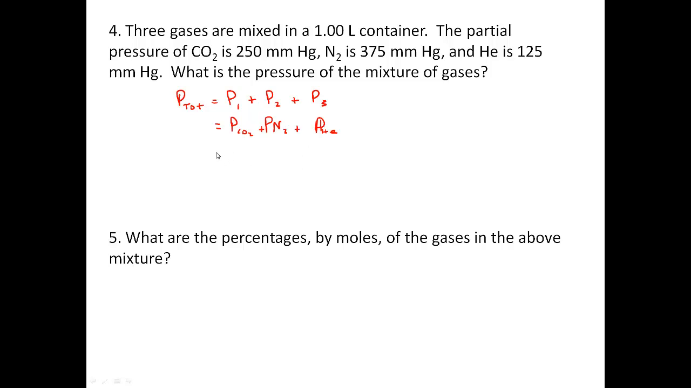Okay. Now we just plug it in. So if carbon dioxide is 250 millimeters of mercury, and nitrogen is 375 millimeters, and helium is 125 millimeters of mercury. What's the pressure of the mixture? Well, you just simply add them up. 375 plus 125, that is 500. So in the end, we've got a total pressure of 750 millimeters of mercury.